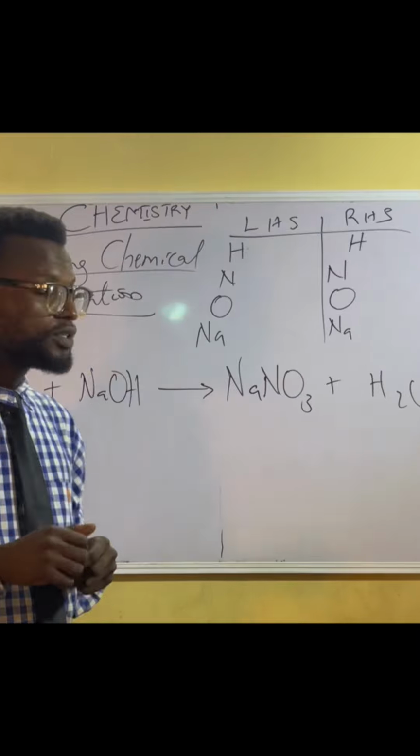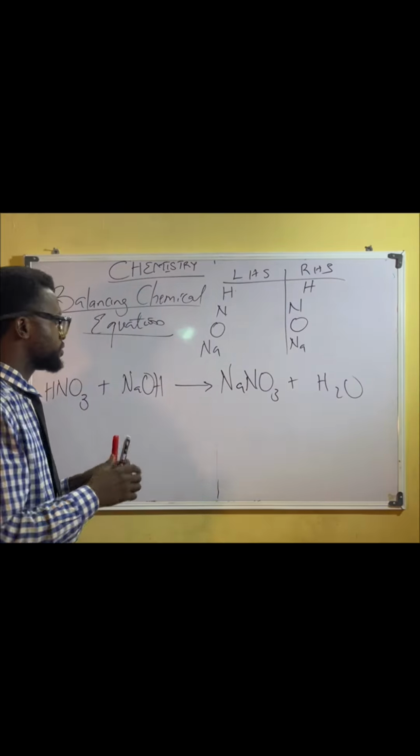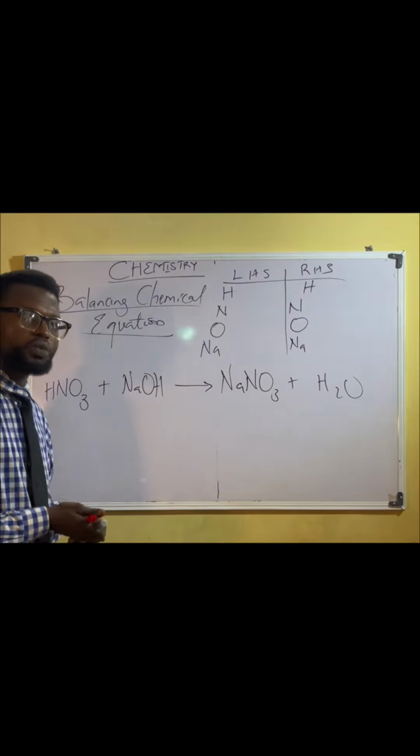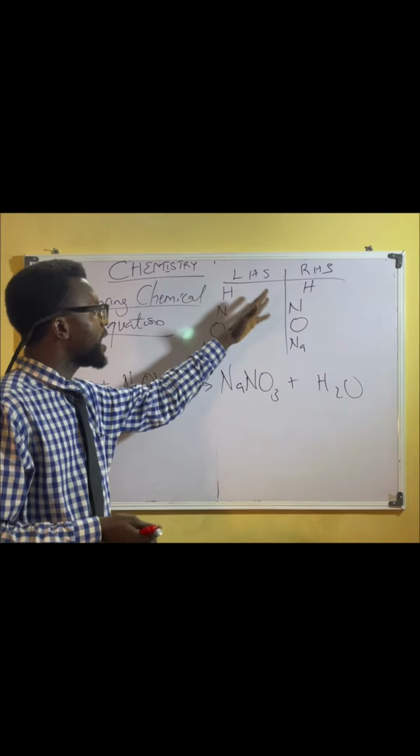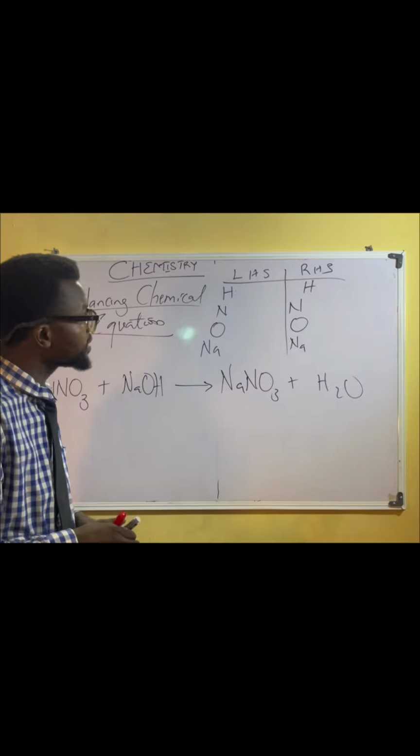Hi smart learners, today we'll be discussing a simple approach to balancing chemical equations. Now presume you are given this equation. What do you have to do? Draw a table like this and write out the atoms on the left hand side and the same atoms on the right hand side of the equation.